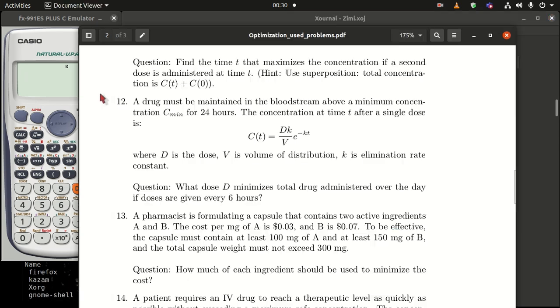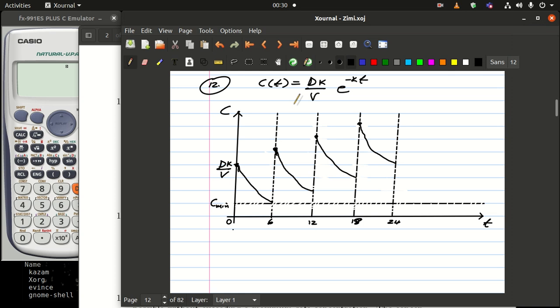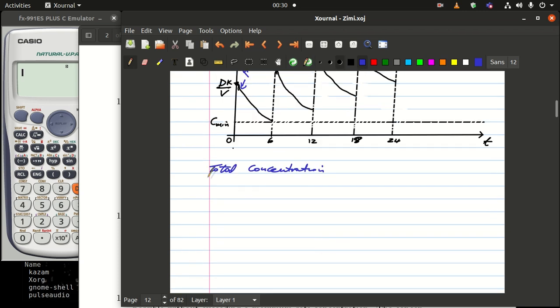We want to now analyze what is basically happening. This one here, I'm going to use blue. This one here is first dose only. So the first dose only is characterized here by this single curve. So we want to talk about the total concentration.